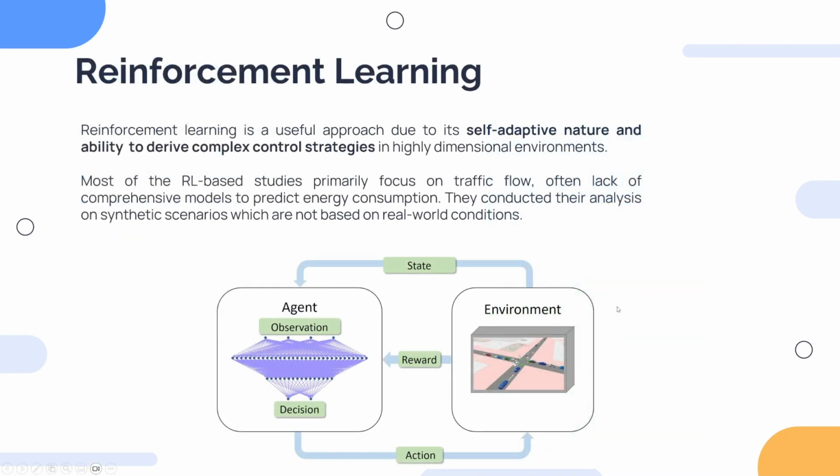Therefore, reinforcement learning is a very useful approach in adaptive systems due to its self-adaptive nature and ability to derive complex control strategies in high-dimensional environments. Most of the reinforcement learning-based studies are conducted on synthetic scenarios and often lack comprehensive models to predict energy consumption.